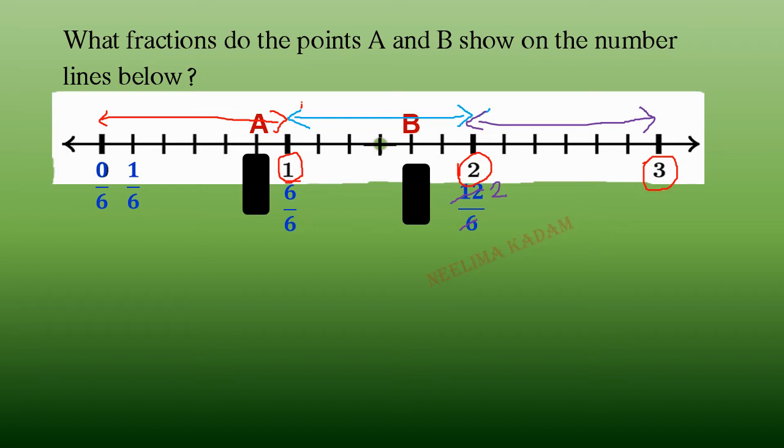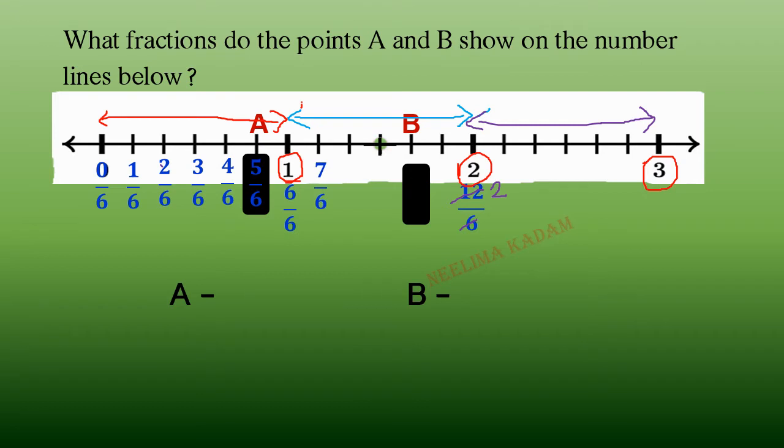So this is 0 by 6, 1 by 6. So this one will be how much? 2 by 6, right? This one is 3 by 6. This is 4 by 6. So, see here, 2 by 6, 4 by 6, and so this point will be 5 upon 6, right? Therefore, the point A denotes 5 by 6.